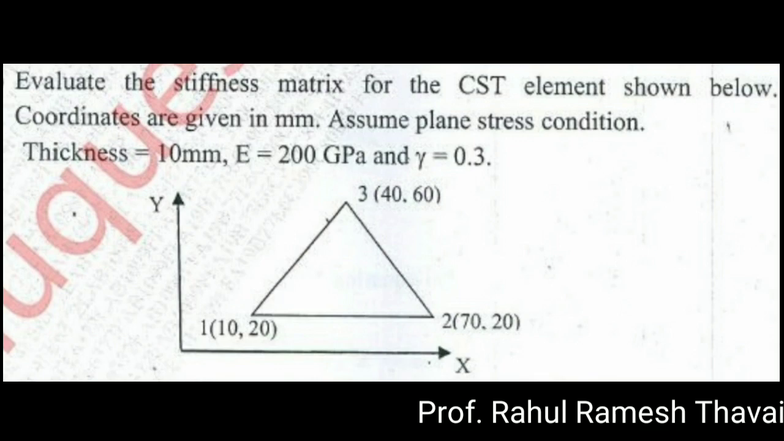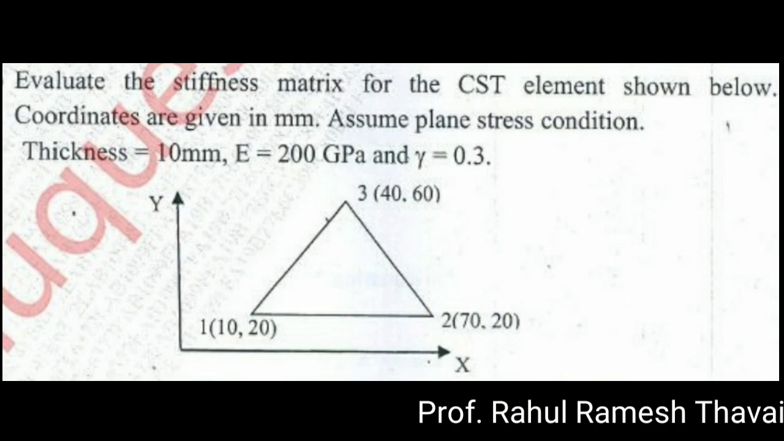Evaluate the stiffness matrix for the CST element shown below. Coordinates are given in mm. Assume plane stress condition. Thickness is equal to 10 mm. E is equal to 200 gigapascal and mu is equal to 0.3.